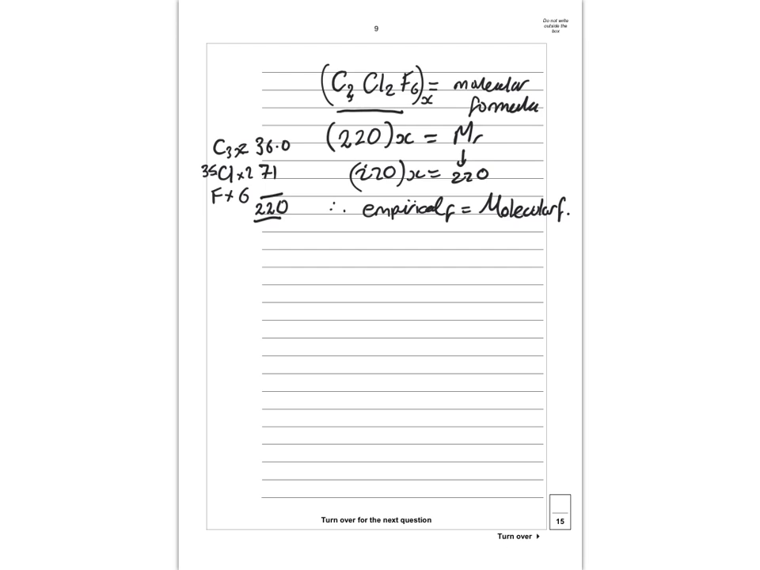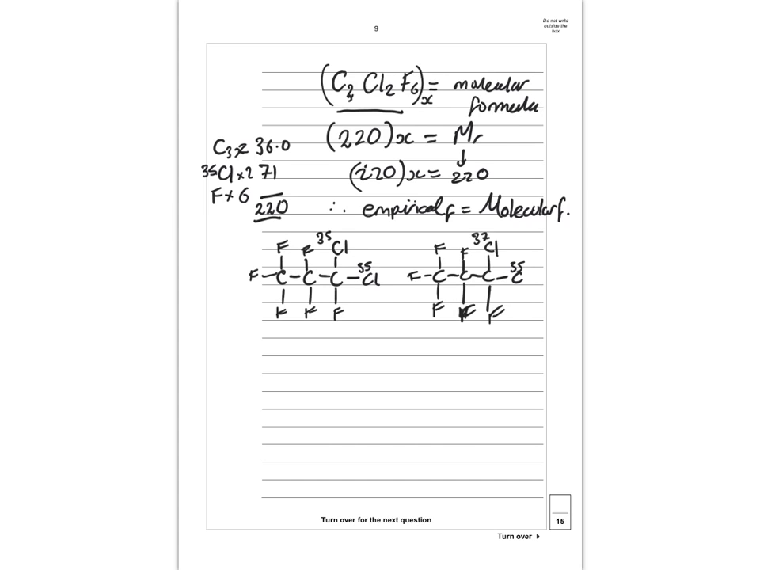So there's 3 possible scenarios for our structures. One of them could contain the 2 chlorine 35 isotopes and 6 fluorines. One of them could contain the chlorine 37 and the chlorine 35, and fluorine.